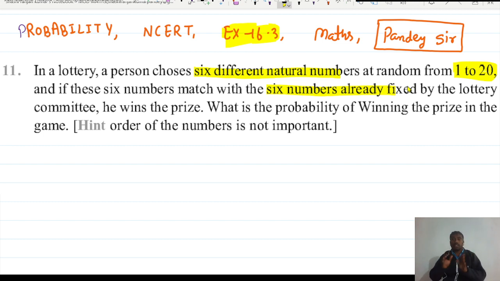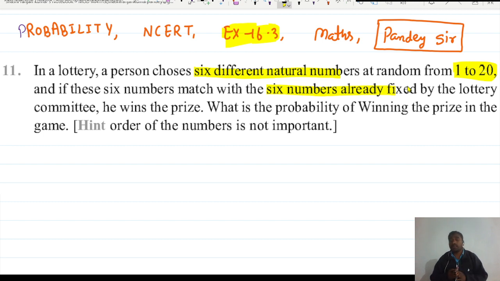We have 1 to 20 total. We have to select 6 numbers from there, and 6 numbers are already fixed by the lottery committee. If a person gets these 6 numbers, then they will win the prize. So what is the probability that a person will win the prize? A person is going to play this game, so what is the probability that he will win the prize?